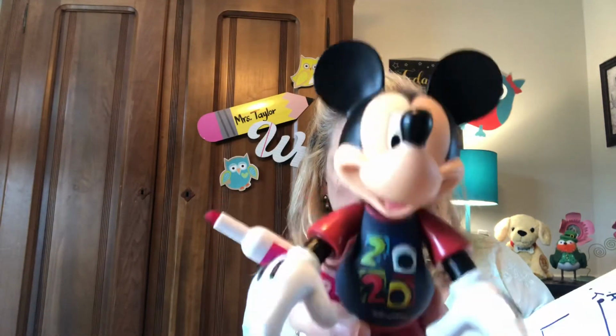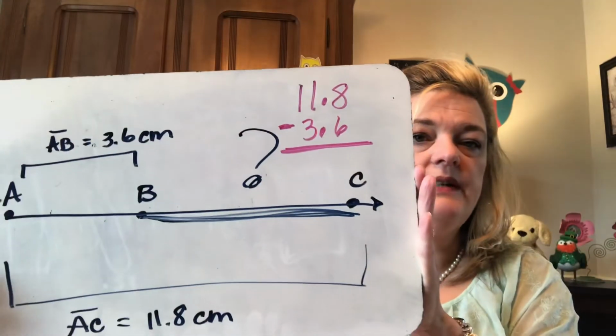So if I have 11.8 minus 3.6, what is the important part of adding and subtracting by decimals? Zane, Mickey says to keep the decimals lined up. Yes, keep them lined up. Got it? See it? Okay, subtract. Can I subtract 6 from 8? Yes, it's going to give me 2. Can I subtract 3 from 1? No. So now I have to borrow. 11 minus 3 is 8.